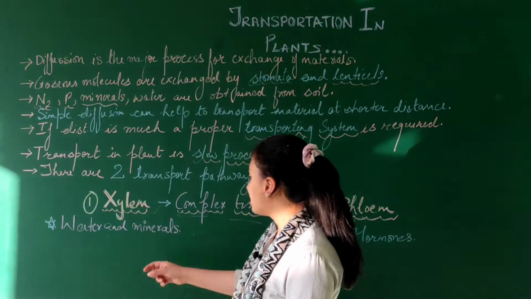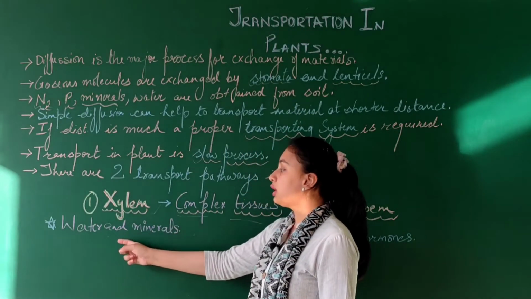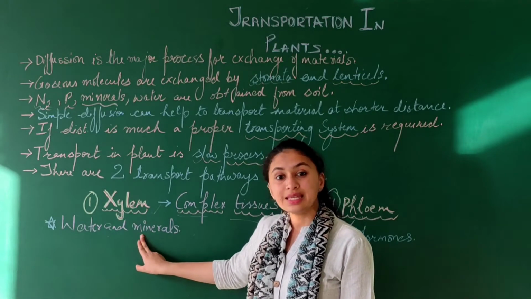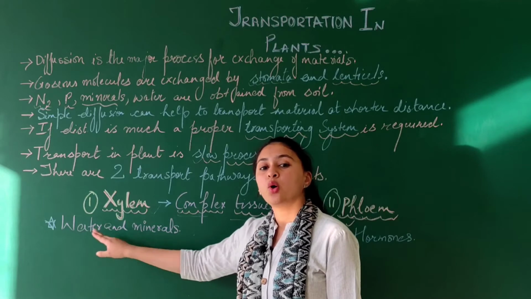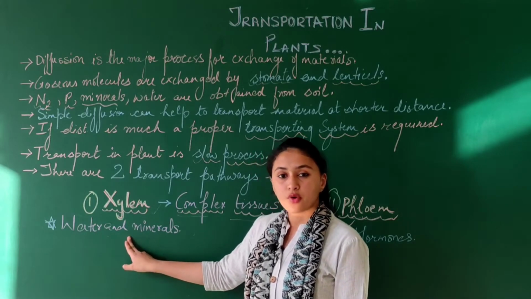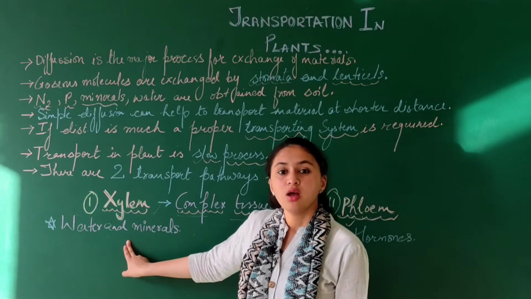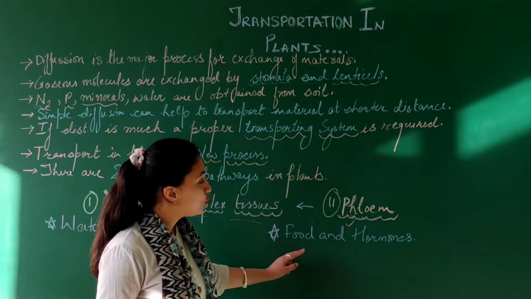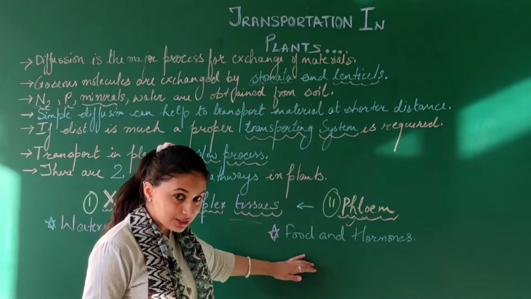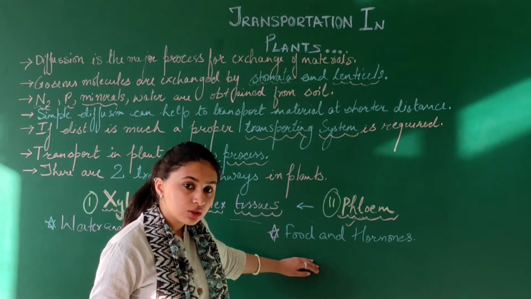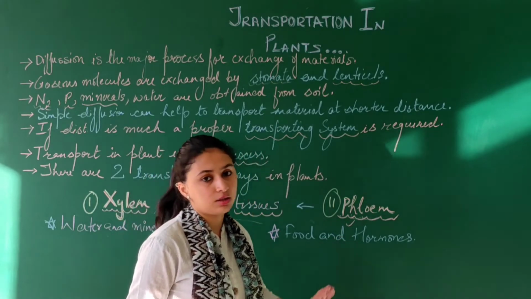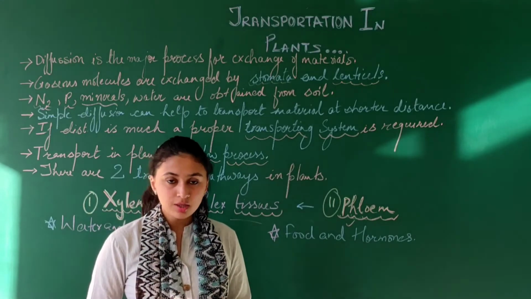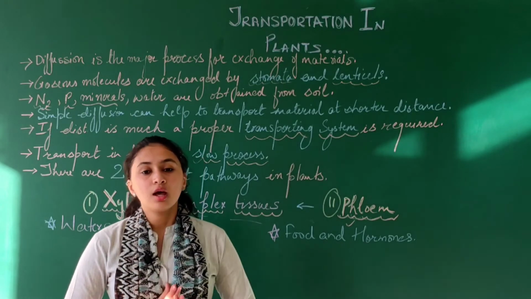However, their transporting material is different respectively. If we talk about xylem, here the transporting material is water and minerals. Means xylem will transport water and minerals from soil to the aerial parts of the plant. However, phloem transports food and hormones from the place where it is produced to the place where it is required. So these are the two transporting pathways through which some important materials are transported.